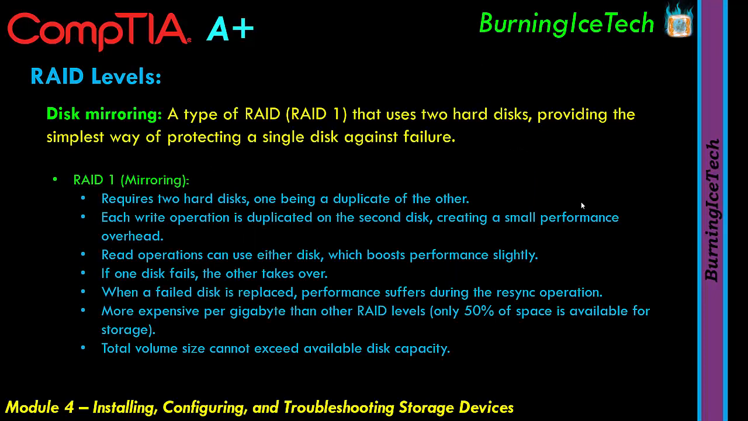RAID 1, this is in fact for redundancy. So RAID 0 was for speed, RAID 1 is for redundancy. What is the minimum amount of hard drives I need? 2. So just like RAID 0, I need 2 for RAID 0, I need a minimum of 2 for RAID 1, and a minimum of 3 for RAID 5. So RAID 1 gives you mirroring, which basically is cloning. So you're going to need a minimum of 2 hard drives, and they're exact replicas of one another.